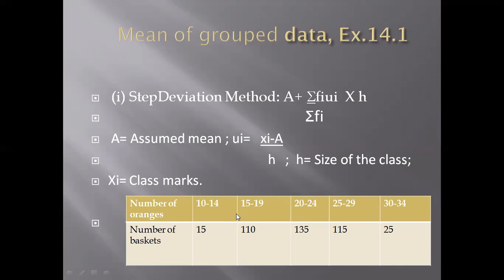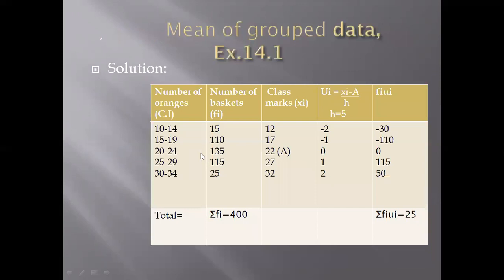The first question is number of oranges, that is 10 to 14, 15 to 19, 20 to 24, 25 to 29, 30 to 34. And number of baskets 15, 110, 135, 115 and 25. Now just see the solution. Here again you need 5 columns to find the mean. So 5 columns are required.